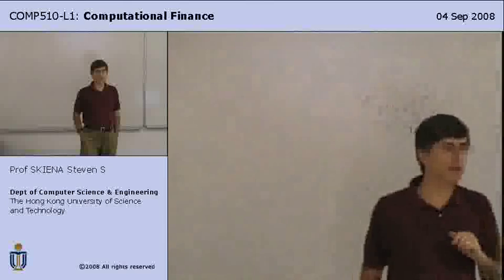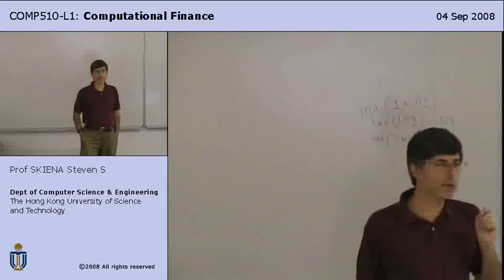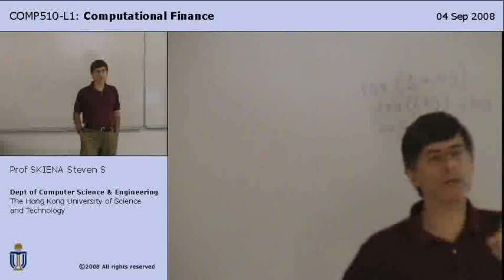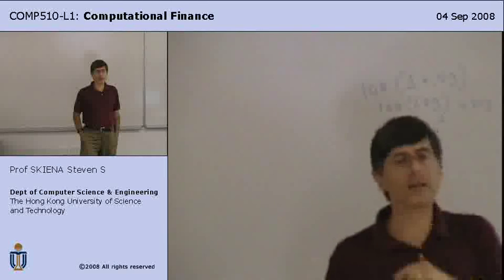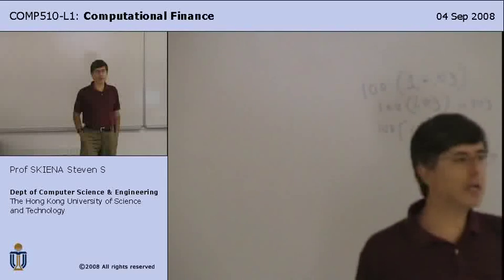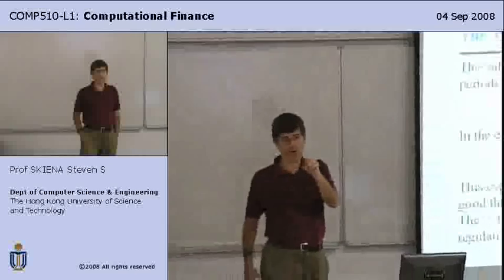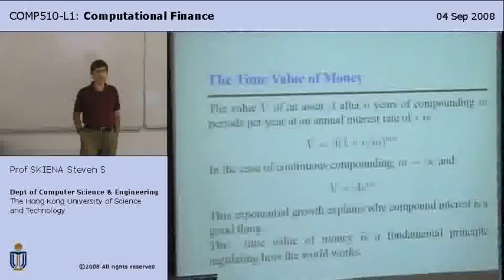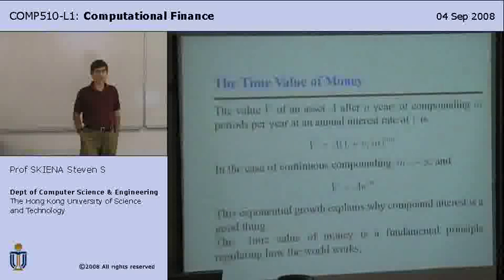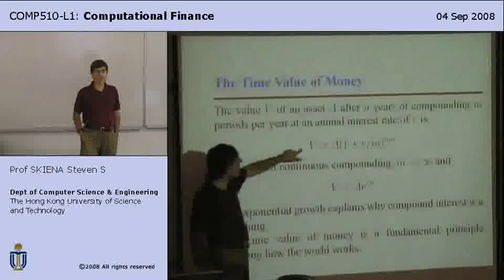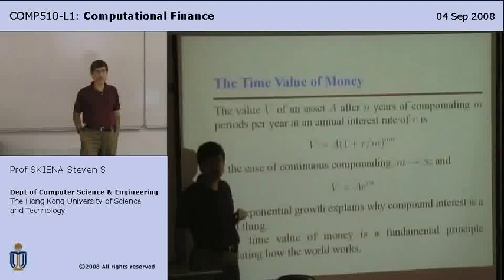Now, more generally, they don't have to pay you the interest at the end of the year. Perhaps they will pay you the interest every quarter. So they'll pay you 1/4 of your year's interest at the end of the first quarter. Then they'll pay the interest again at the same rate over the next quarter. That would correspond to the number of periods being M equals 4 per year.